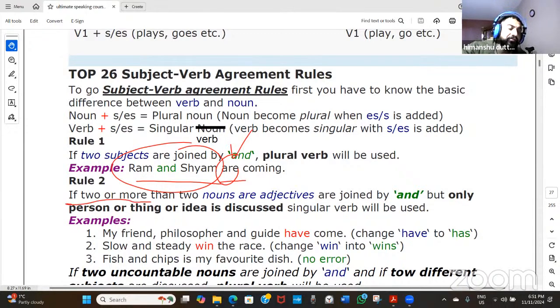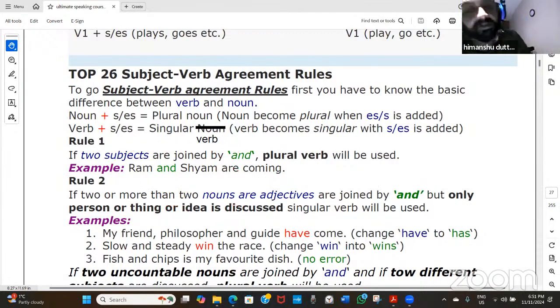But the second rule says if two or more than two nouns are adjectives and are joined by and, another condition. If there are two nouns which are adjectives.